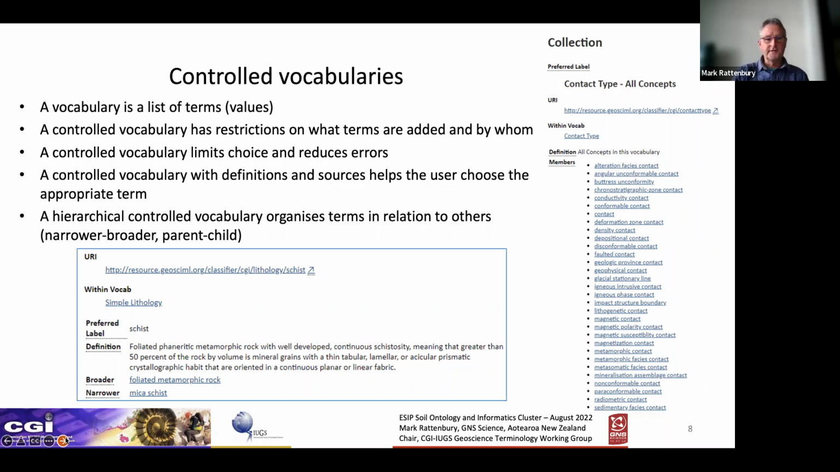And in a hierarchical sense, you can have categories, as I said before. So here on the slide, we've got an example of schist. It's a metamorphic rock, but it's part of a broader group called foliated metamorphic rock. It also has subcategories within it. In this case, we've got mica schist. The next slide, thanks.